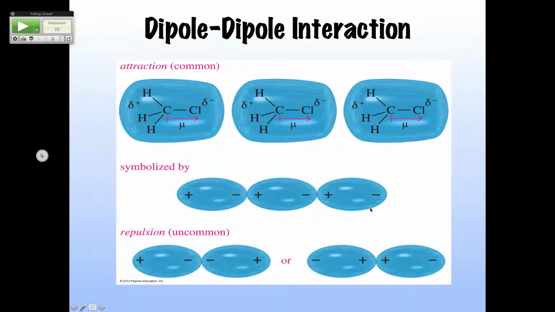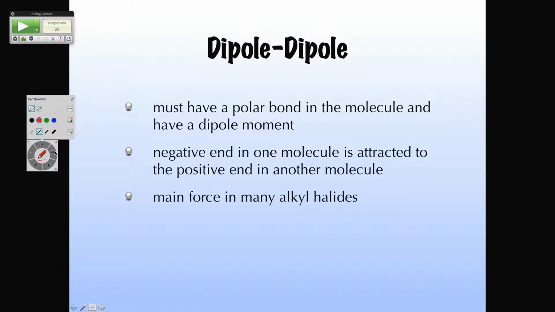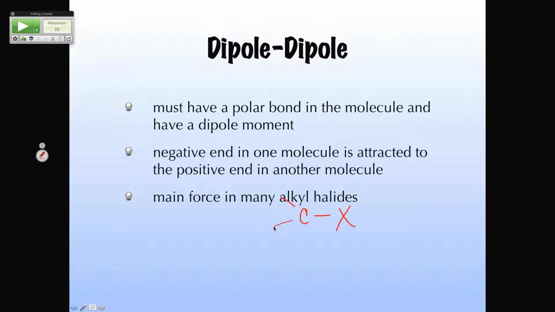But it's the major force in lots of things, so don't just think that's the only one. Okay, so you have to have a carbon attached to a halogen. You can have 6 carbons and a halogen. That's an alkyl halide. Okay, main force in alkyl halides.